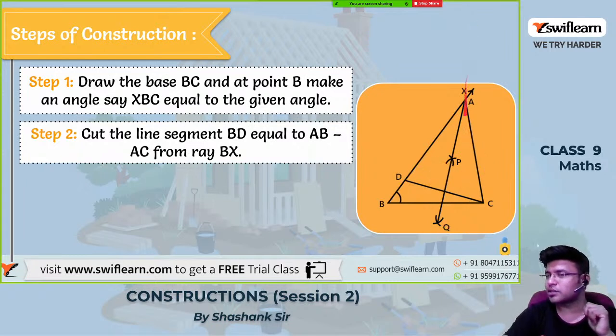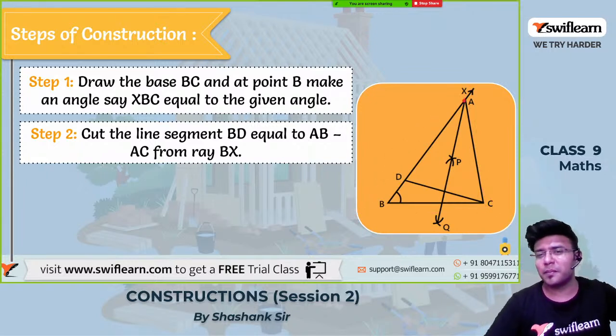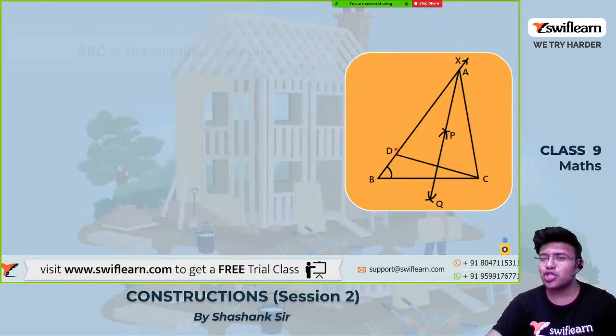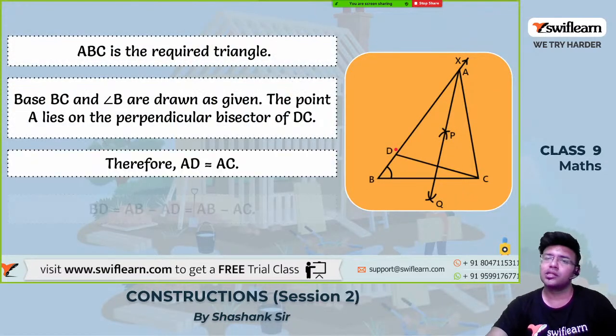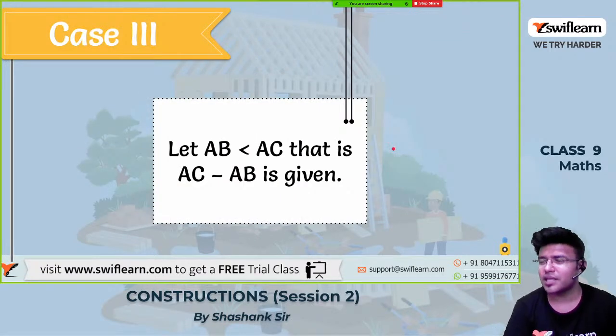Join those points. Okay, extend this line upwards such that it meets the ray BX. That point of intersection, let us call it A. You join AC. So ABC is the required triangle. This is how we do it. Yes, the same steps. Now, case 3, okay.